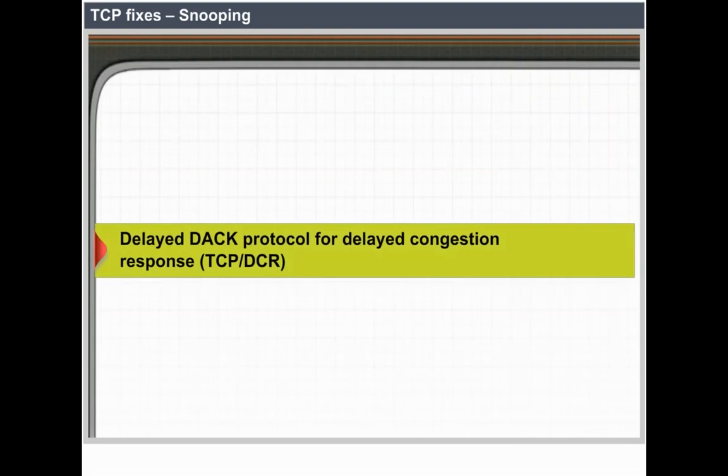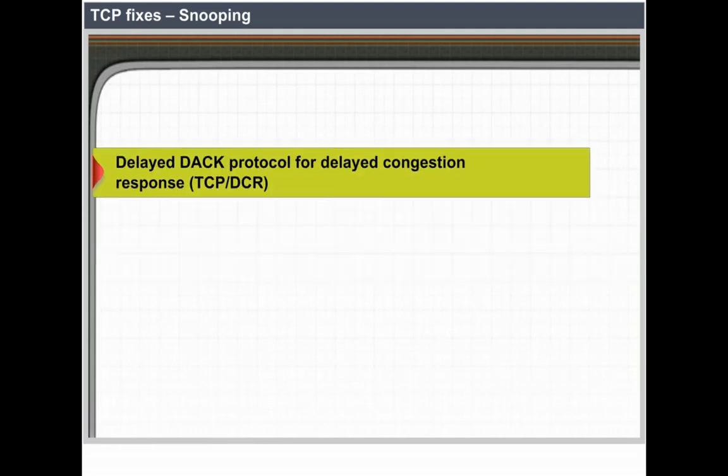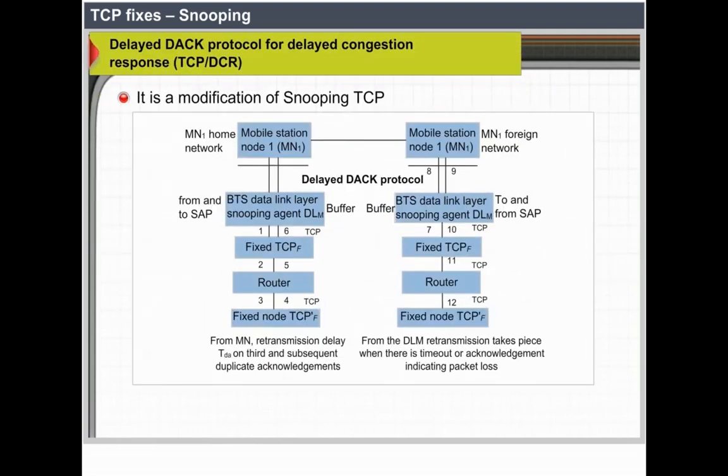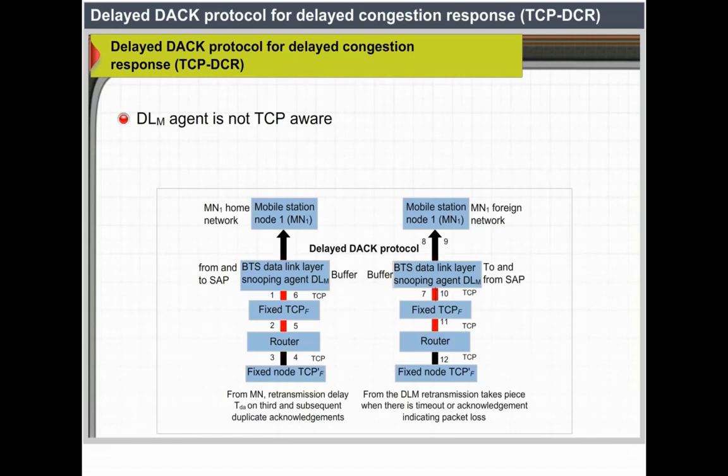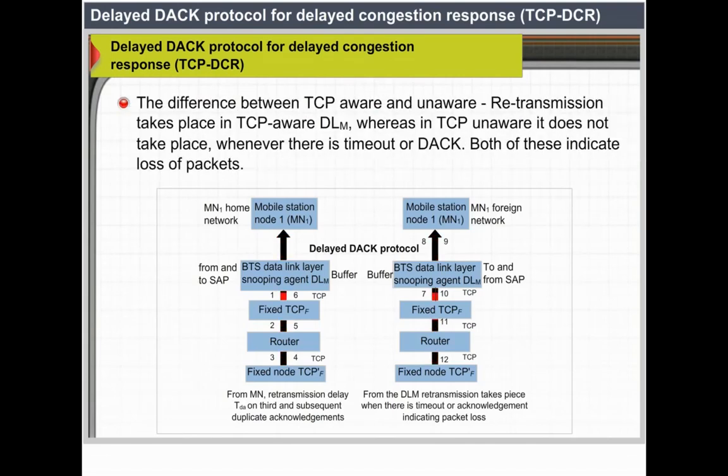Delayed DACK protocol for delayed congestion response, TCP/DCR. It is a modification of snooping TCP. Figure shows delayed duplicate acknowledgements protocol, a modification in snooping TCP. The DLM agent is not TCP aware. The difference between TCP aware and unaware retransmission takes place in TCP aware DLM whenever there is timeout or DACK. Both of these indicate loss of packets.